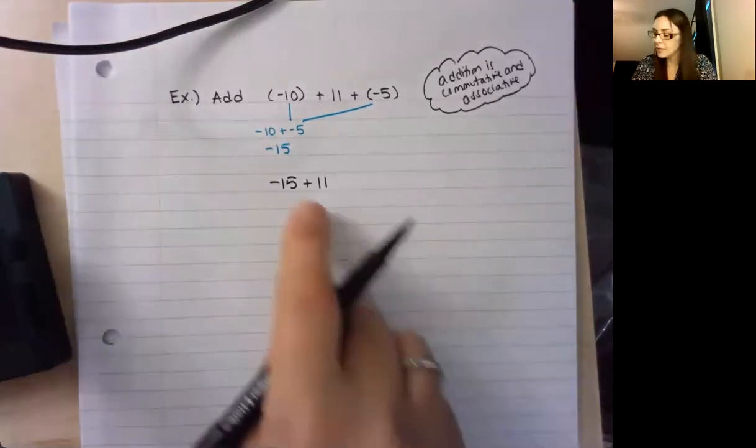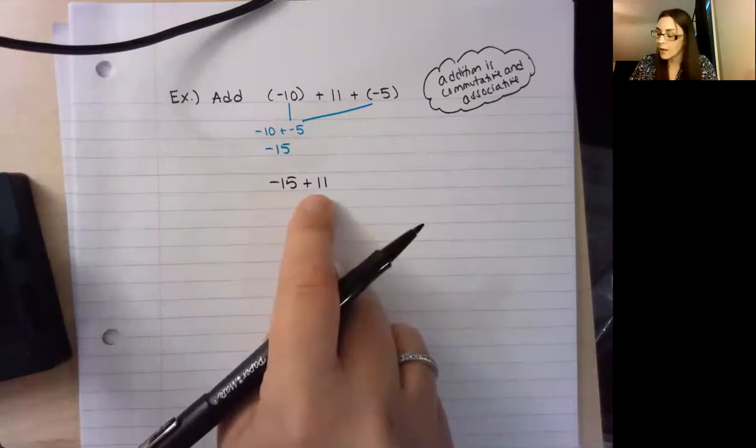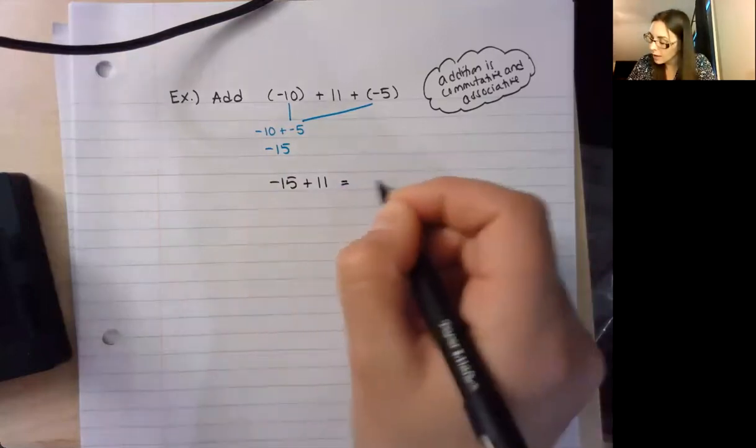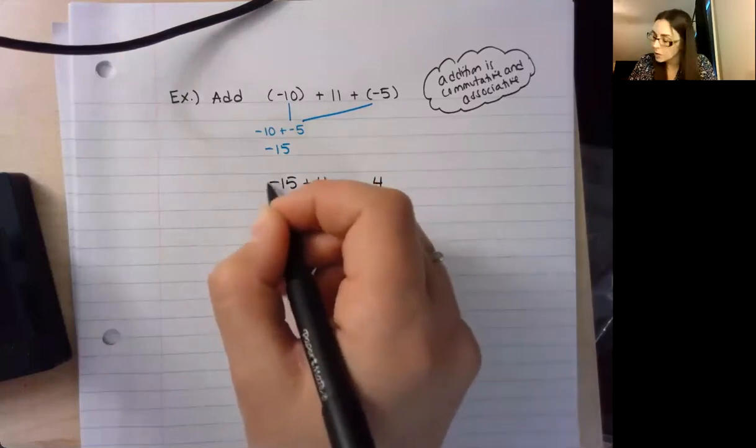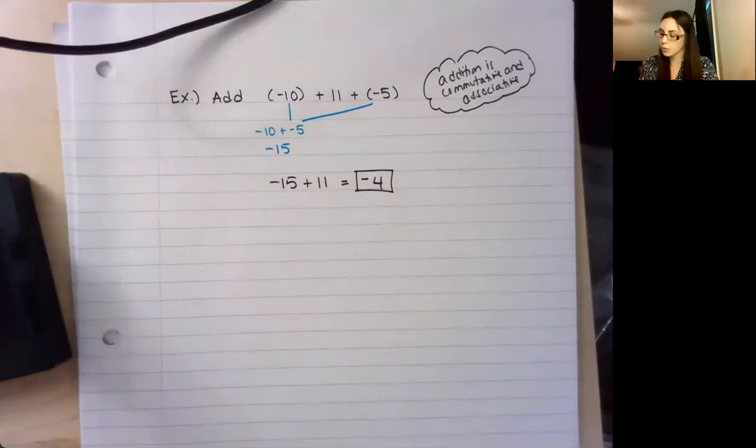And now that I have different signs, remember we're going to subtract. 15 minus 11 is 4. And then I have more negatives, so it would be -4. So we're applying both of those rules here together.